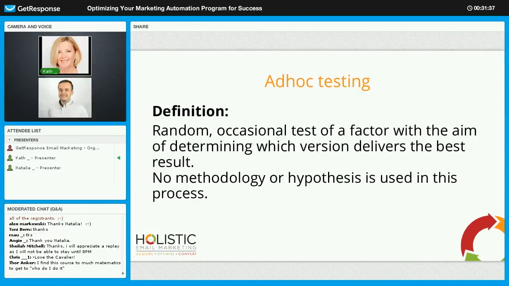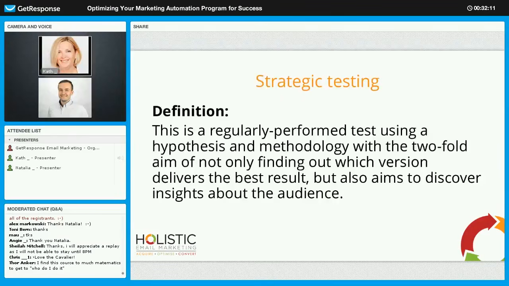Okay, so some essentials for testing. Here's that definition for ad hoc testing that I was telling you about. Random, occasional test of a factor with the aim of determining which version delivers the best result. No methodology or hypothesis is used in this process. So it's literally, let's just try and test this against this, right? And that's it. That's as easy and as quick as it can be thought out. Okay, that's ad hoc testing. The majority of email testing that's out there now is ad hoc testing.